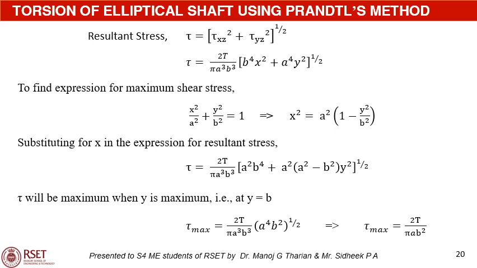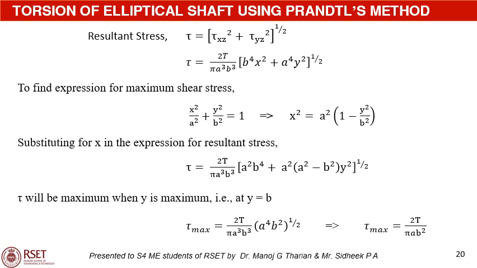Now, to find the expression for the maximum shear stress, consider the equation for the ellipse, x square by a square plus y square by b square equal to 1, from which we can write x square is equal to a square into 1 minus y square by b square. Substitute the expression for x square in the equation for the resultant stress. We get tau is equal to 2T divided by pi a cube b cube into square root of a square b raised to 4 plus a square into a square minus b square into y square.